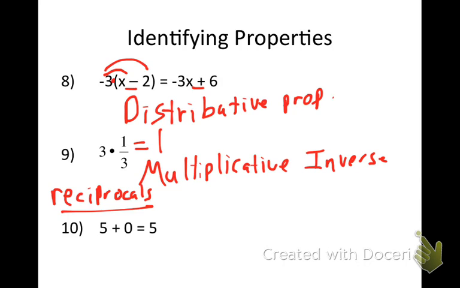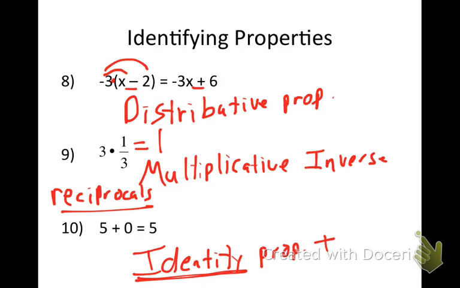And 10. 5 plus 0 equals 5. What would 5 plus 0 equals 5 be, Allie? That is the identity property of multiplication or addition? Addition. Yep, that's the identity property of addition right there. It always equals the same. Yep, key there is identity is always the same. Inverse properties will always be reciprocals or opposites.